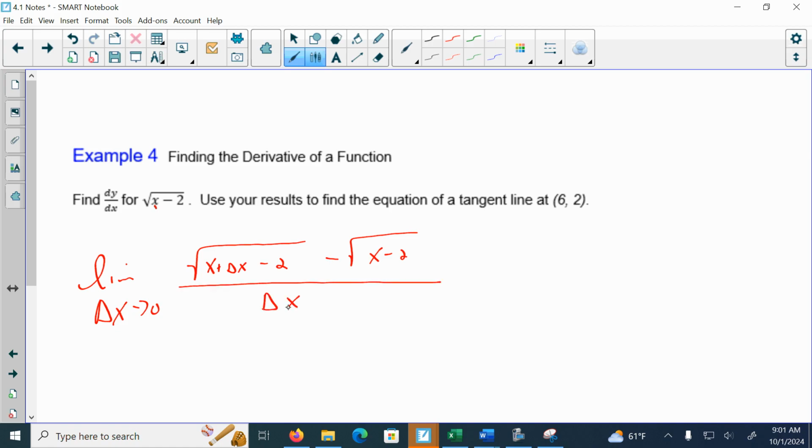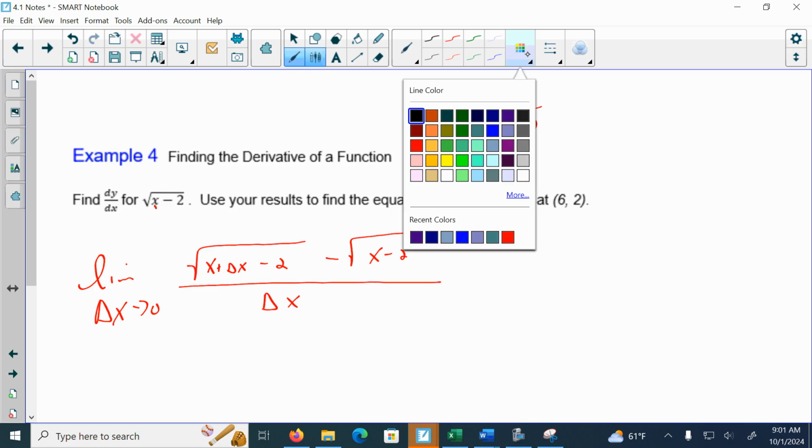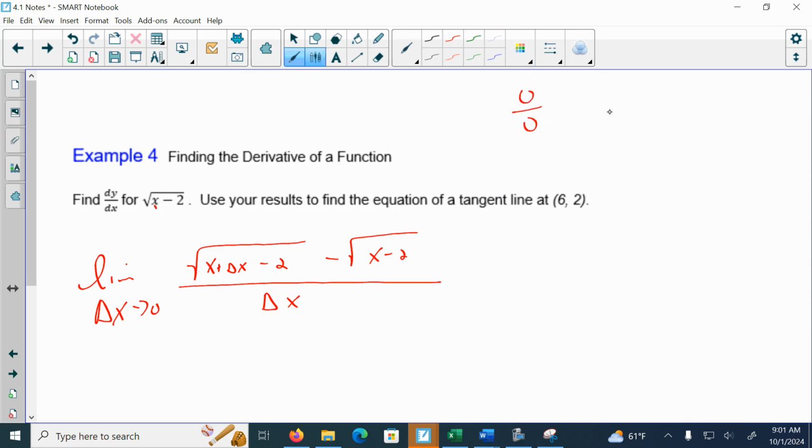Now, if I were to put in 0, we know I'm going to get that indeterminate. I'm going to get 0 over 0, which means it's indeterminate, which means there's a way that I can do it. And I'm going to have to remember what I learned when I found limits. Looking at this one, since I have the radical, you should be screaming at me, hey, Mrs. Ward, multiply by the conjugate. And you would be absolutely correct. So I'm going to multiply this by the conjugate. I'm going to take the square root of x plus delta x minus 2. That stays exactly the same. The only thing that changes is this sign here. That becomes a plus, square root of x minus 2.